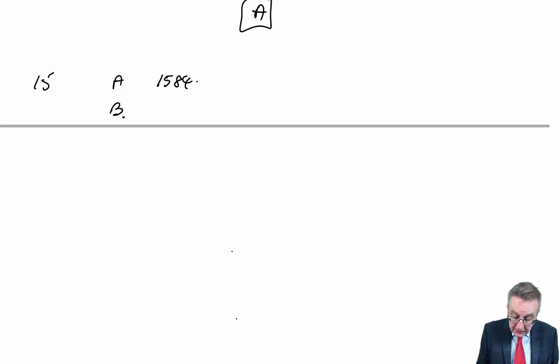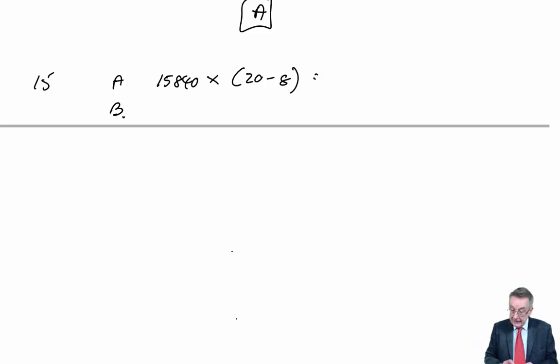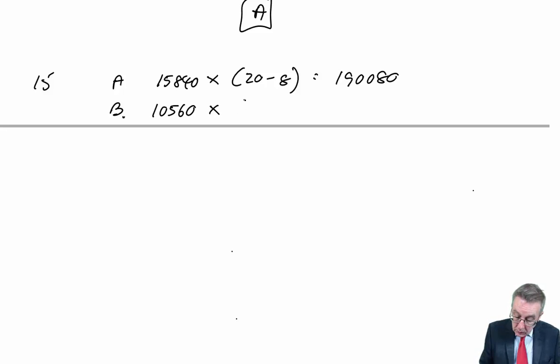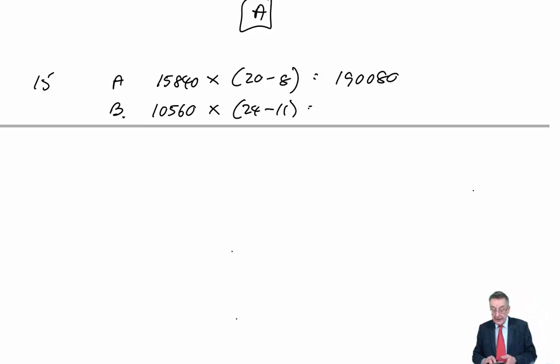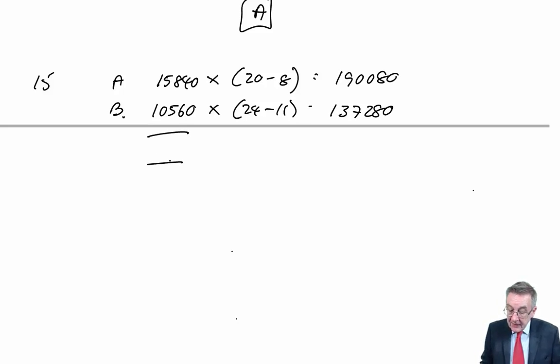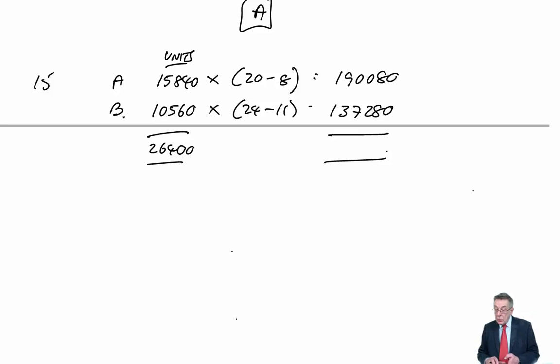Product A, 15,840 units at a contribution of 12 a unit is what? 190,080. Product B, they were budgeting on 10,560 units. 24 selling price, cost 11, so a contribution of 13. 137,280. And so they were budgeting on selling a total of 26,400 units and getting a total contribution of, I hope my arithmetic's right, 327,360. So that was the budget.